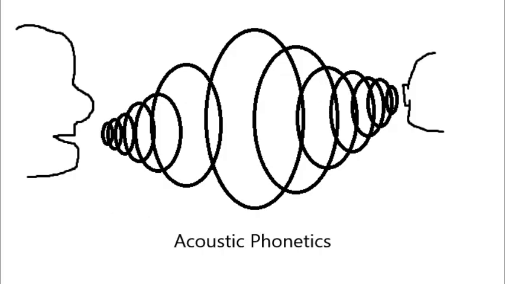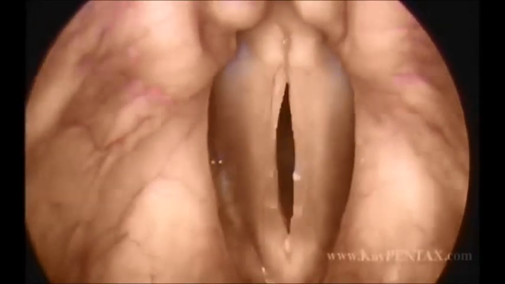In this last section, we introduce some basic concepts of acoustic phonetics. In modal phonation, the vocal folds vibrate rapidly. We can think of each vocal fold as a violin string or a guitar string.